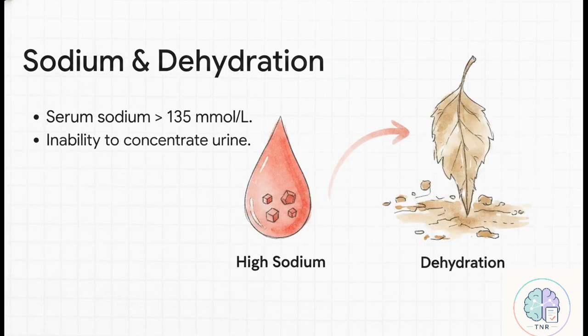Next up, we check the blood. For a DI diagnosis, the serum sodium must be greater than 135 millimoles per liter, meaning it's either normal or above normal. Why? Because the classic hallmark sign of diabetes insipidus is the absolute stubborn inability of the kidneys to concentrate urine to greater than 300 milliosmoles per kilogram, even when the patient is visibly clinically dehydrated. They're constantly losing free water, which naturally concentrates the sodium right there in the blood.